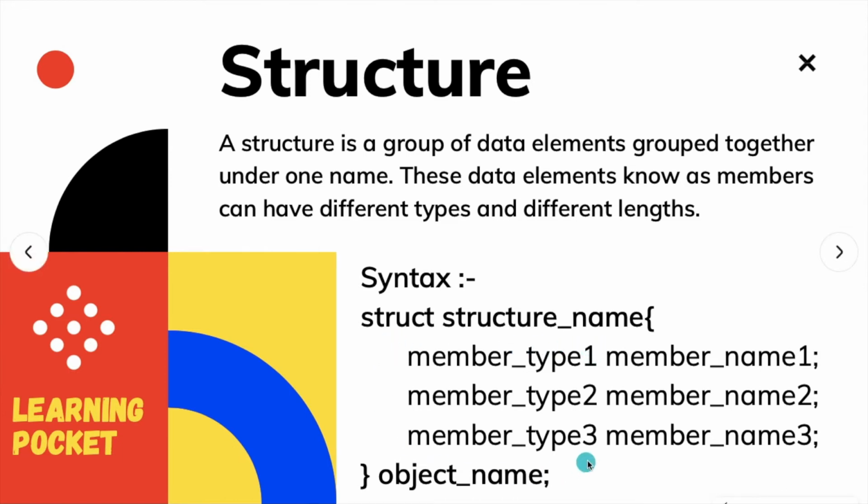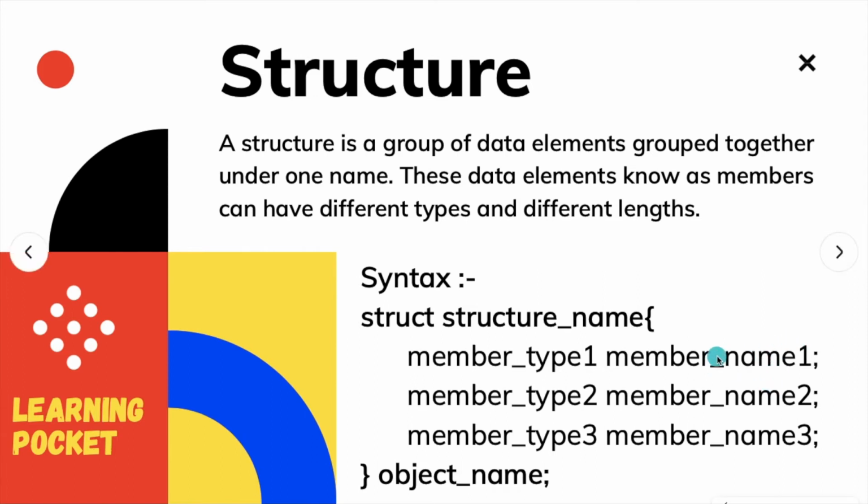Then I need to declare the data members of the structure. There is no restriction on how many data members a structure can have, so you can have n number of data members and n types of data members. There is not even a restriction that all the data members should be of the same type.